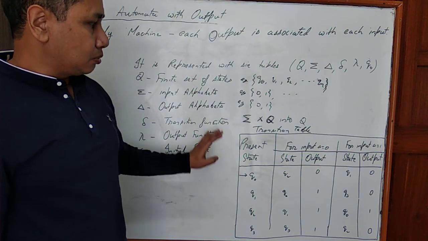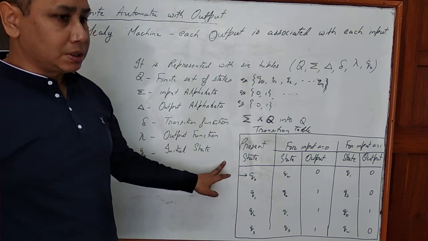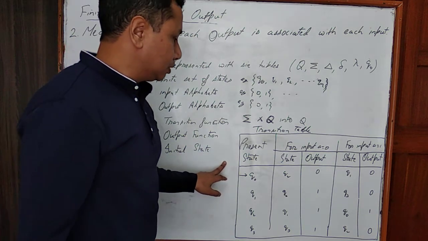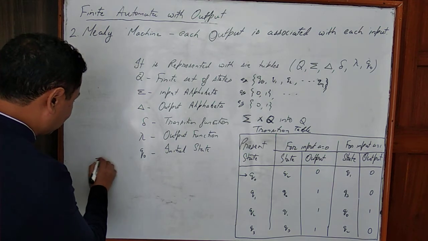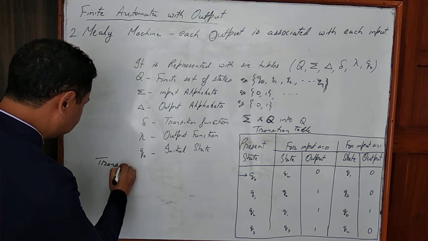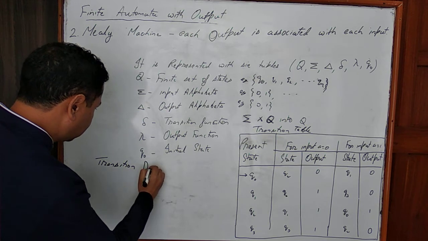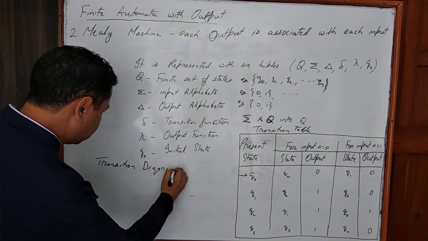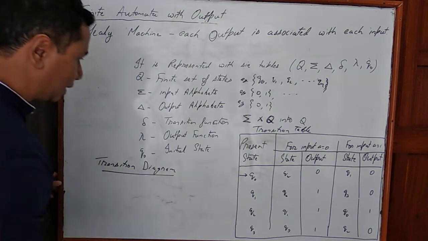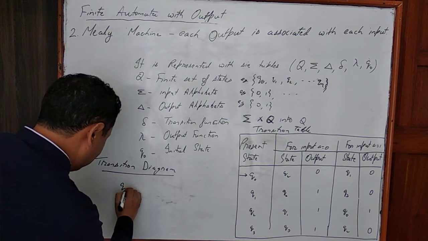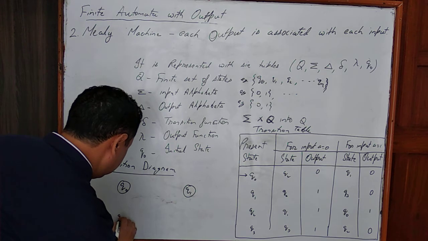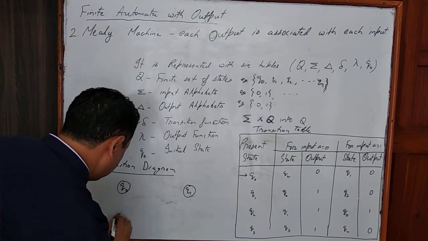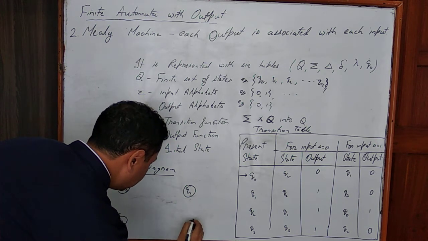Similarly, as with the Moore machine, the Mealy machine can also be represented as a transition diagram, which can be given by, let's draw the diagram here. This will be a transition diagram. Let's make it q0, q1, q2, and q3.